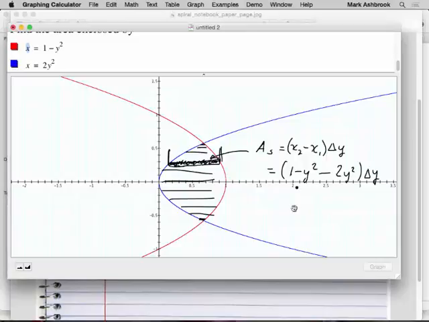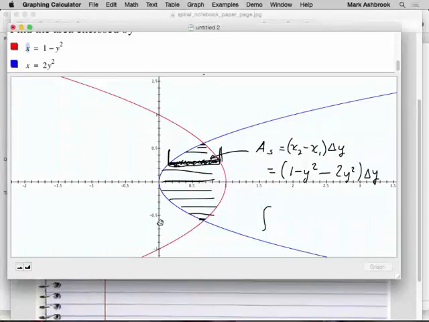So now that's our typical strip, and then we're going to add up. So from what to what? That's the question. No, not 0, because we've got horizontal strips. So we're not going from left to right. We're going from bottom to top. We're stacking them up from bottom to top.